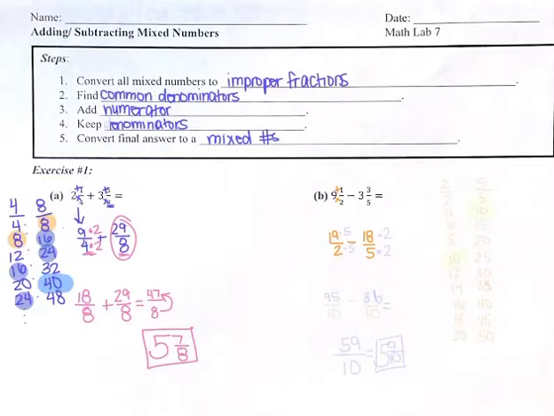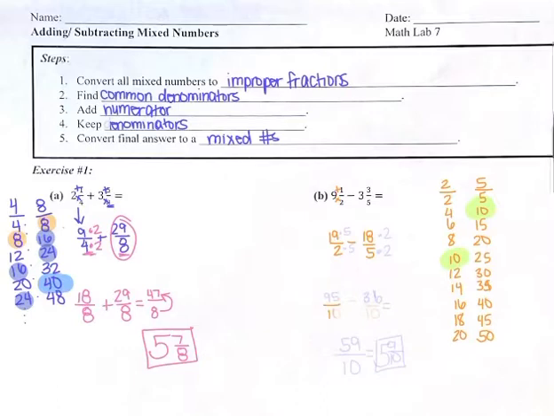We need common denominators. We do that by listing the multiples of 2 and 5. So we count by 2s: 2, 4, 6, 8, 10, 12, 14, 16, 18, 20. List the multiples of 5: 5, 10, 15, 20, 25, 30, 35, 40, 45, 50. We want to find the smallest number they have in common. In this case, the smallest number they have in common is 10. They also have 20 in common. However, 10 is the smallest, so we want to use the smallest number.